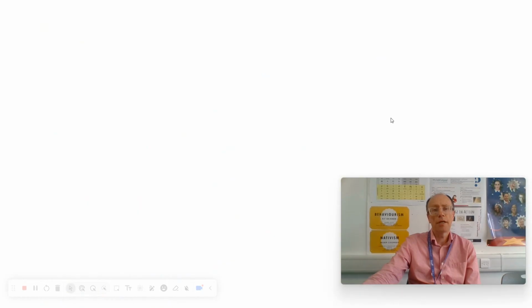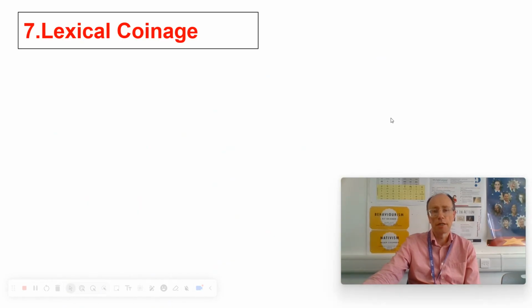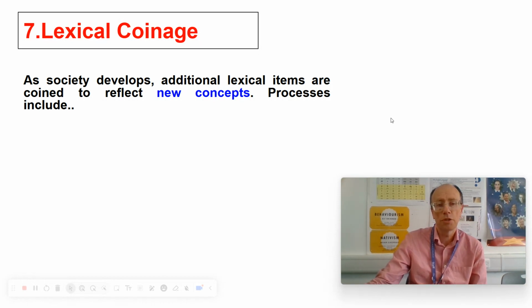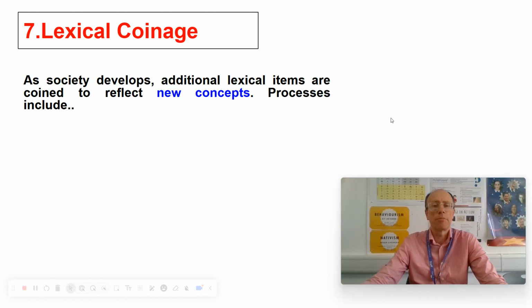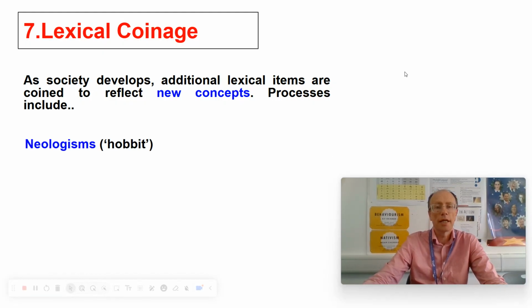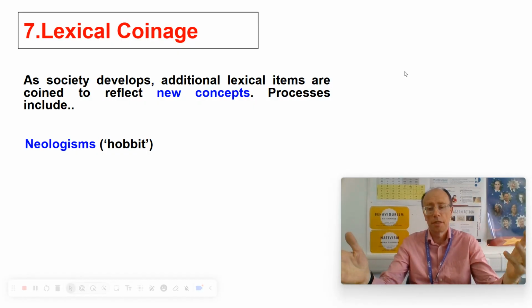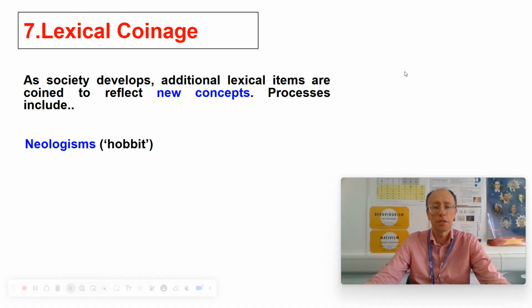Okay, we're now going to climb into our 7th AO2 language change concept, which is about lexical coinage, which means making words up. So a society develops, and therefore you need additional words to reflect these new concepts. And here are some of the processes that are included in lexical coinage. Occasionally you do get neologisms, where you can actually tie down the origins of a word to a particular time and a place and a person, e.g. Hobbit, created by the writer of Lord of the Rings, Tolkien.